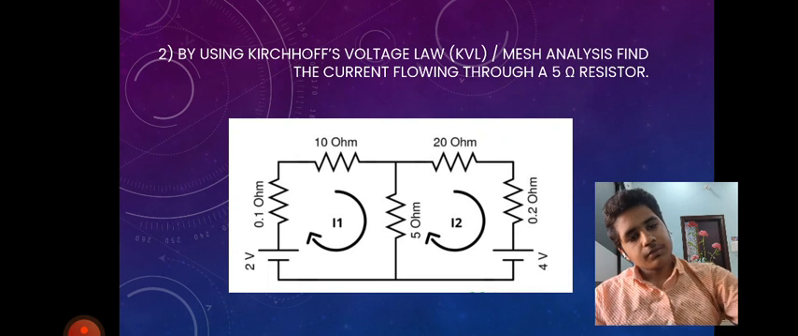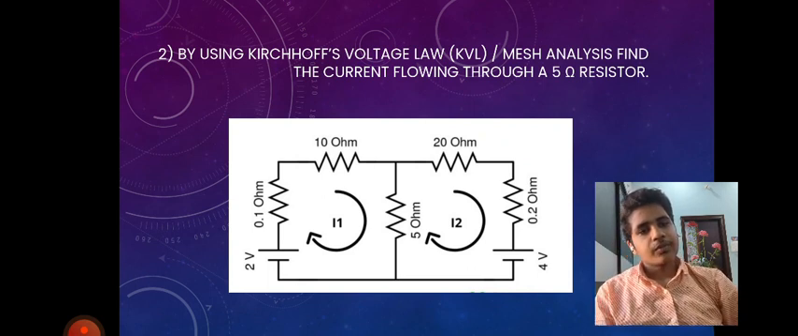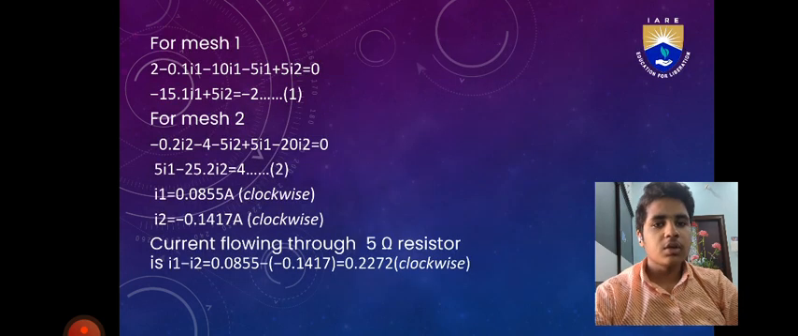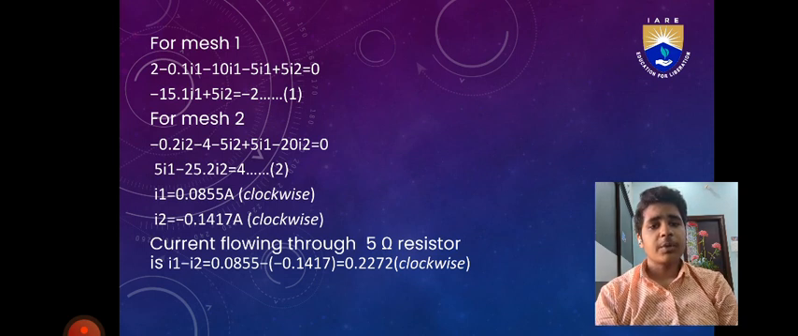For mesh 2, 4 volts minus 5 I2 minus 5 minus 20 I2 minus 0.2 I2 plus 5 I1 is equal to 0. So 5 I1 minus 25.2 I2 is equal to 4. Let that be equation 2.